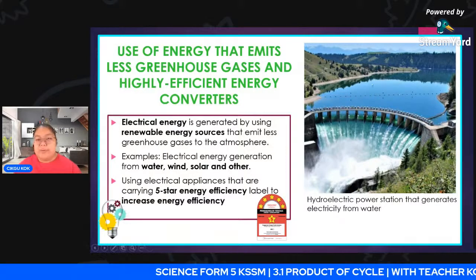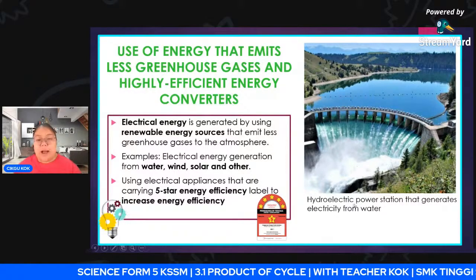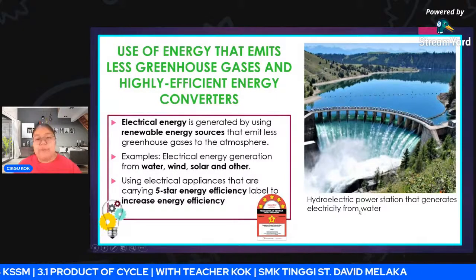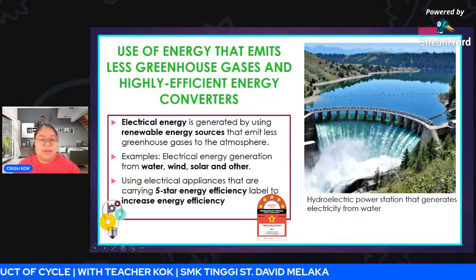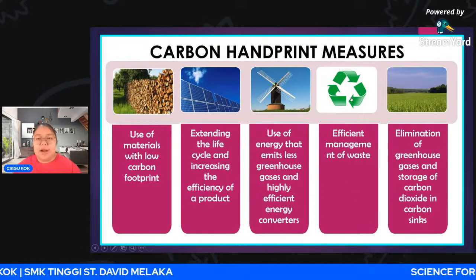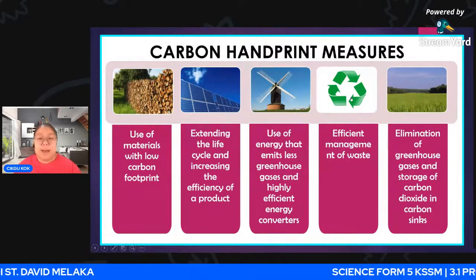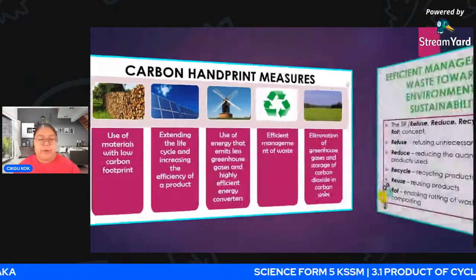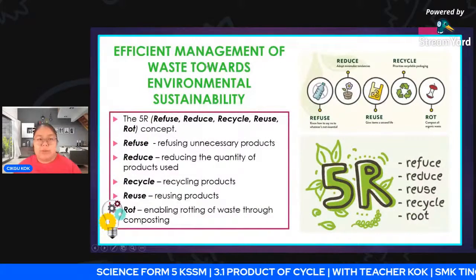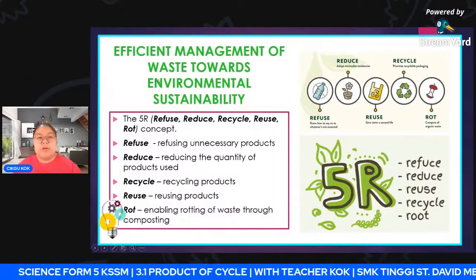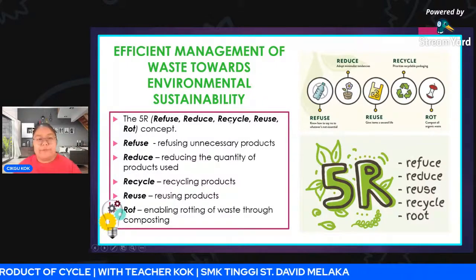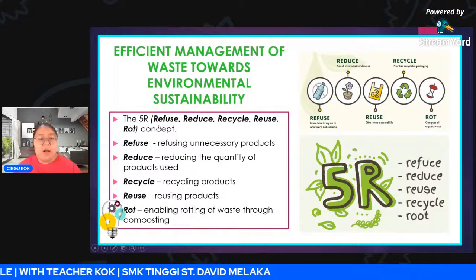So from here, this is one of the diagrams about the hydroelectricity power station. They can generate electricity from the water. Then we go to recycle. How do we see recycling to reduce the carbon footprint? From here, they introduce efficient management of waste towards environmental sustainability. So we have 5 points here, the 5R. What is the 5R?